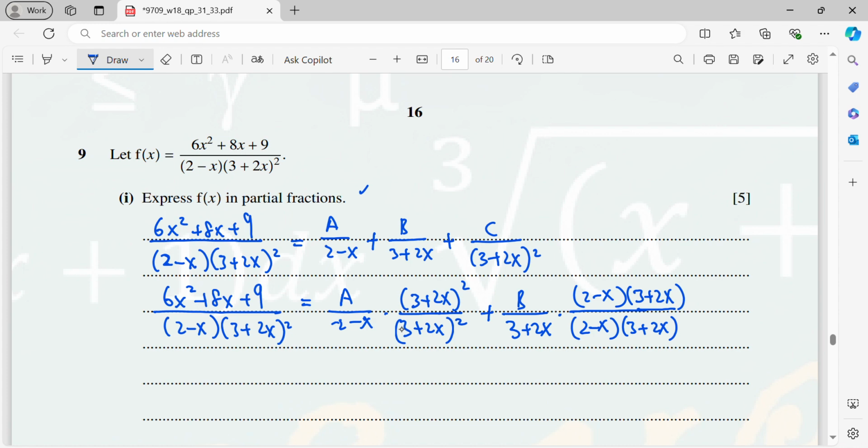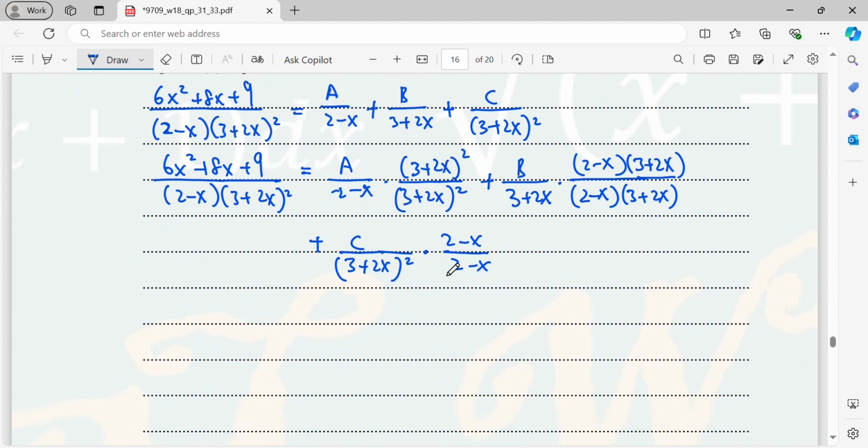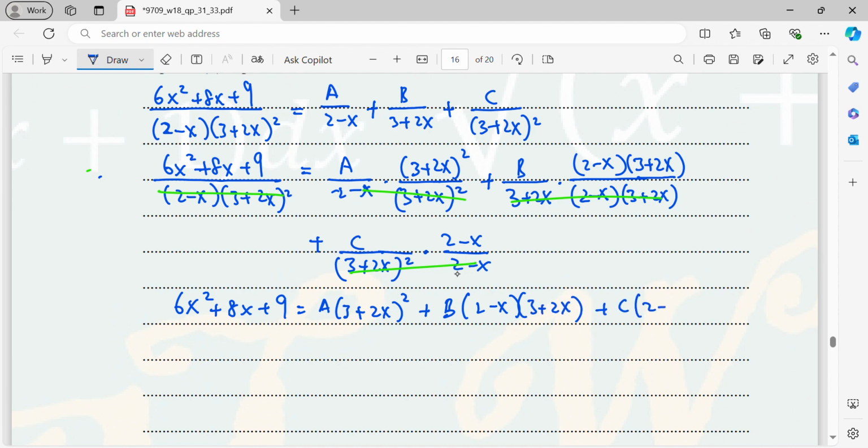Same goes to the C. So plus C over (3 plus 2x) squared, I need to multiply with 2 minus x over 2 minus x. Okay, so now once you get the same denominators, then you can just ignore all the denominators. So just consider all the numerators. Then now 6x squared plus 8x plus 9 equals A times (3 plus 2x) squared plus B times (2 minus x)(3 plus 2x) together with the C, then (2 minus x).